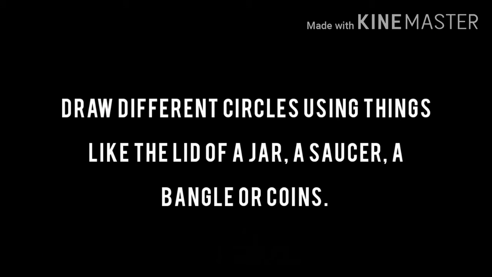You can draw different circles using things like the lid of a jar, a saucer, a bangle or a coin. Those are the perfect circles, so you can understand how to draw circles without the compass.